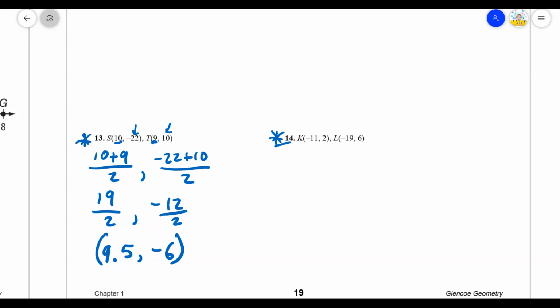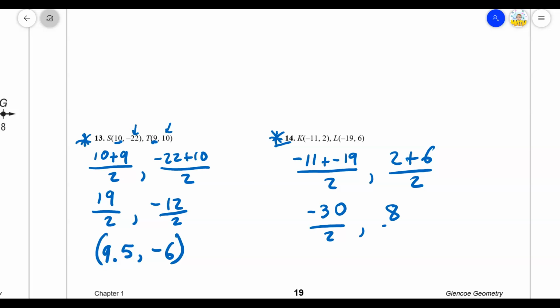How about 14? So here I have negative 11 plus negative 19, and we're going to divide that by 2. Then we also have 2 plus 6, and we ought to divide that by 2. Okay. Negative 11 plus negative 19, that's negative 30, divided by 2. 8 divided by 2, so this is negative 15 and 4.